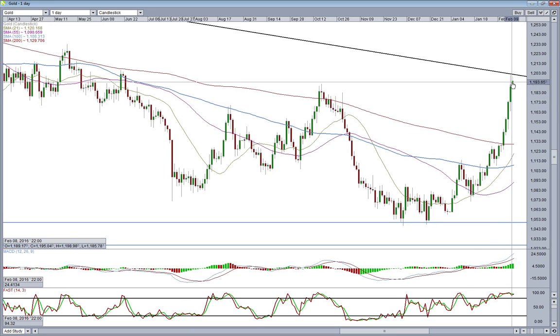What's interesting is it got rejected the first time asking around those 1200 levels, not only the descending trend line, but also a key psychological level, prior level of support and resistance as well. It was rejected the first time around, and we have seen another rally today, again with safe haven flows benefiting gold. Unless we see this broken, I can't be too bullish on this.